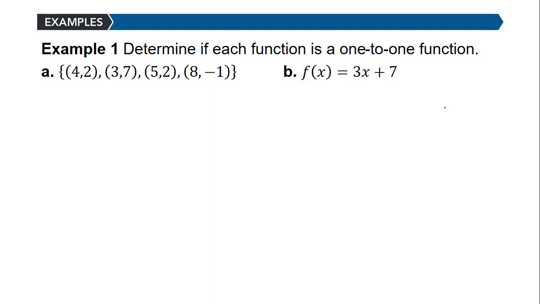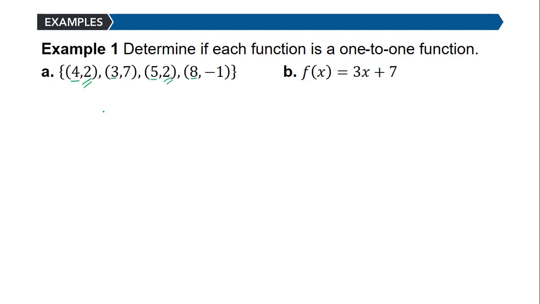So here's an example. We want to determine if each function is a one-to-one function. We first have this function denoted by the set of ordered pairs (4, 2), (3, 7), (5, 2), and (8, -1). This is a function because each input, 4, 3, 5, and 8, corresponds to one output value. But it is not a one-to-one function because notice that the value of 2 appears in two ordered pairs.